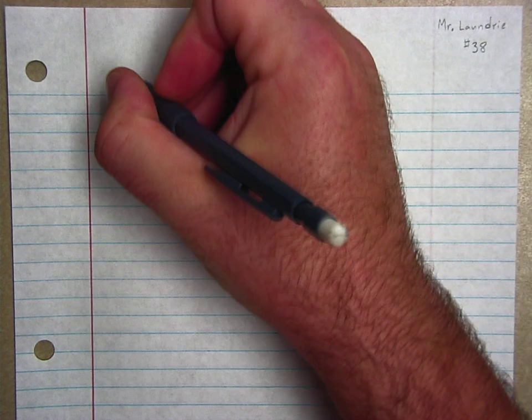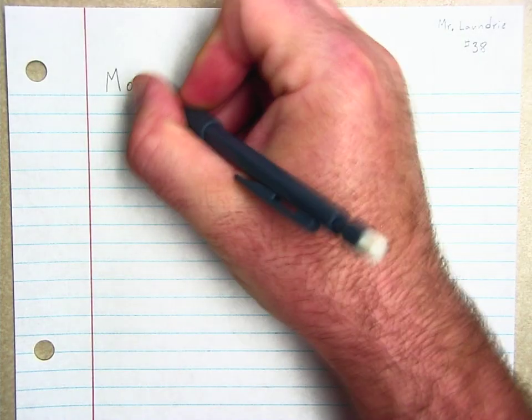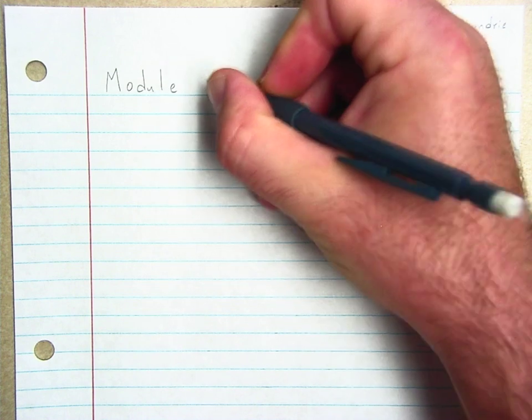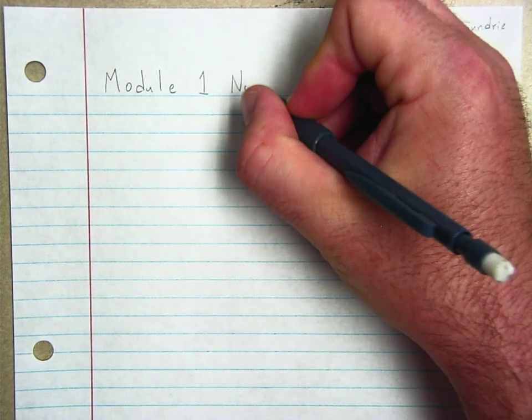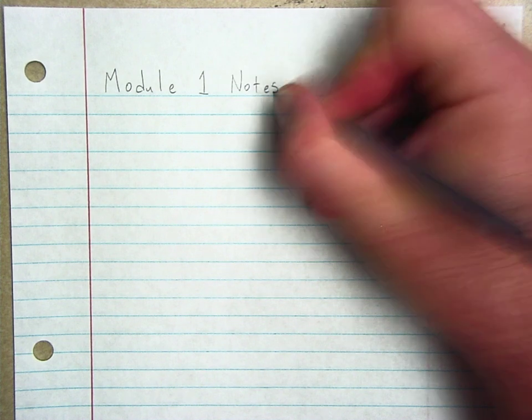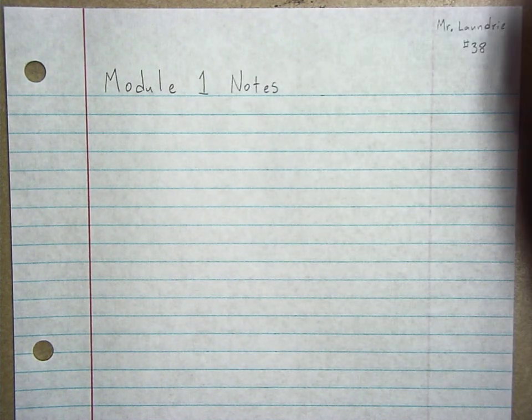All right, time for another round of math notes. As always, we start the same way. Please make sure that your name and number are on the top. We are still in Module 1. The fun continues, but we have passed the midway mark. So we're almost, well, a little more than halfway done with your Module 1 notes.